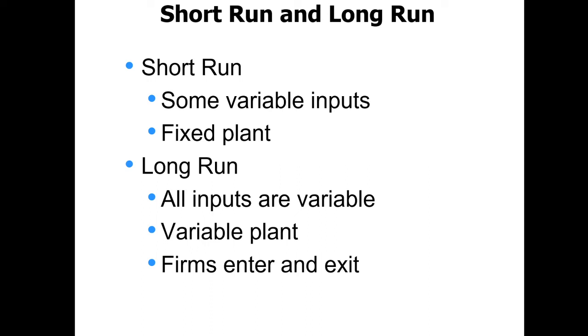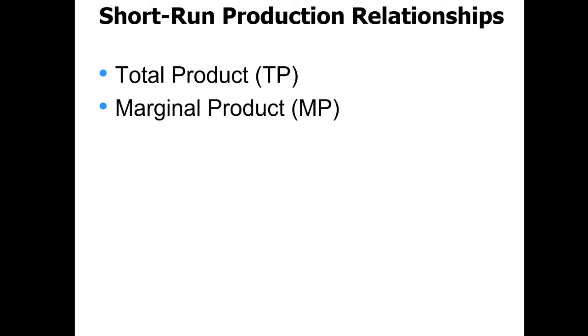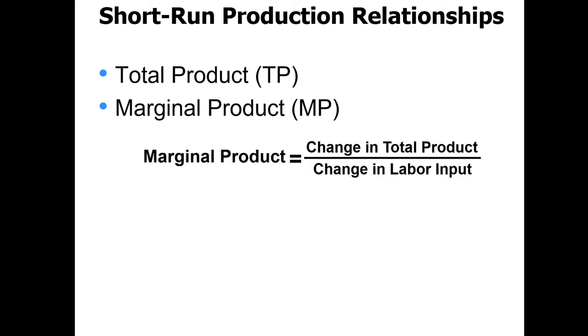So let's look at short run production relationships. First thing we're going to look at, just like we looked at total utility, we're going to look at total product. How many slices of pizza am I making? How many additional slices of pizza am I making? How do I get marginal product? I get marginal product by putting the change in total product over the change in labor input.